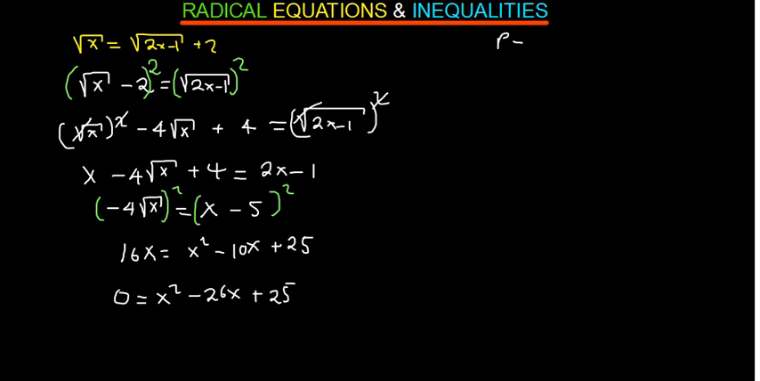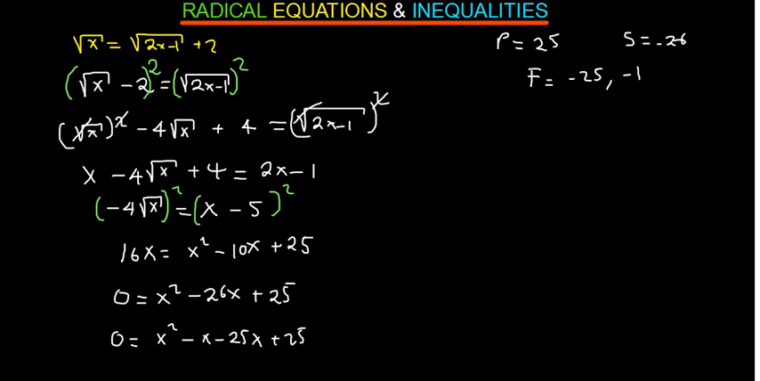The product is 25, and then the sum is negative 26. So we want two numbers which we can multiply to get 25, and when we add, we get negative 26. That is negative 25 and negative 1. So this will become 0 is equal to, when we factorize, x squared minus x minus 25x plus 25, like that. So we factorize, we're going to get x minus 25, and then x minus 1 is equal to 0.